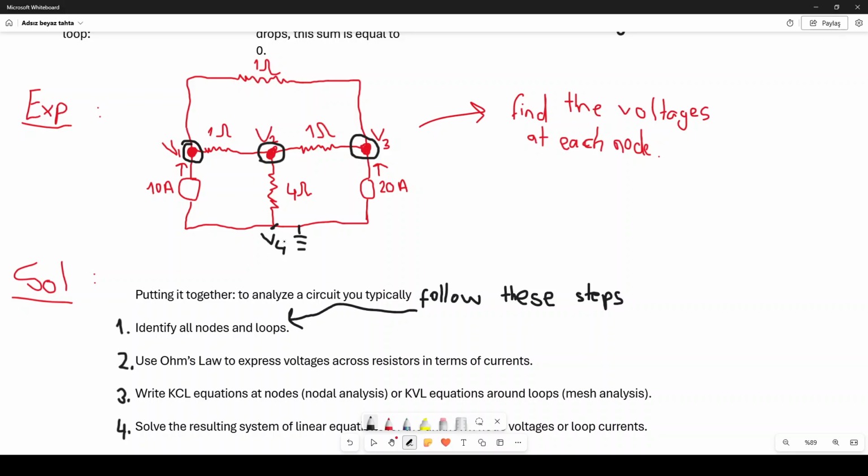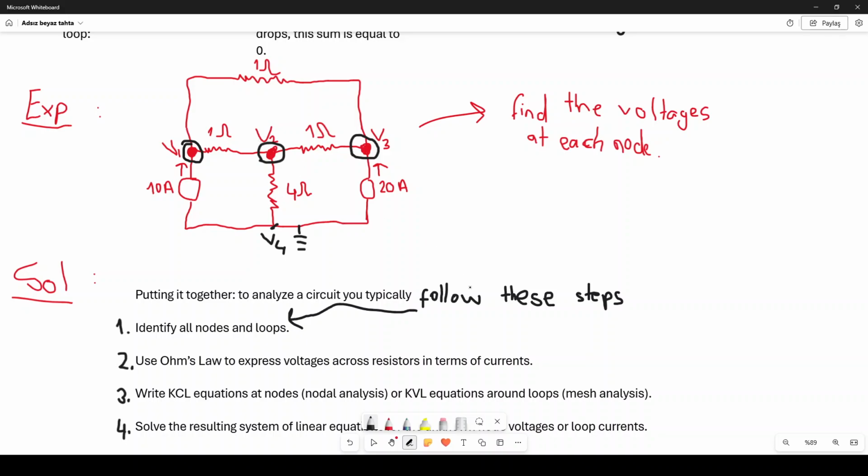which is V4 in this case, as the reference node, or it is called a datum node, which is connected to the ground. And then I use the remaining n-1 nodes, which is 3 different nodes in this case, V1, V2, and V3, to analyze my electric circuit. Alright, so now I know what the nodes and loops are for this given circuit.